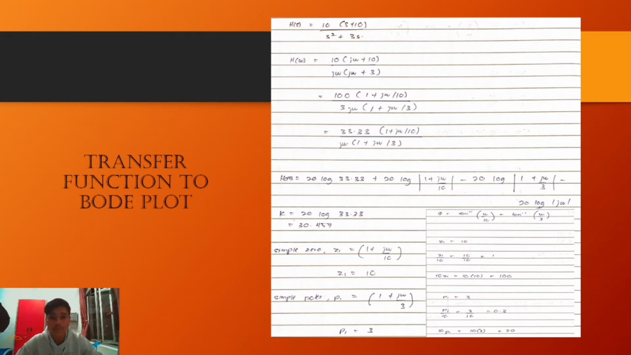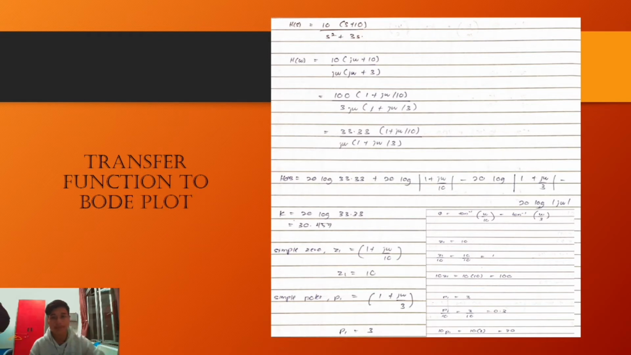So we take 10 times 10, we have 100. The 3 we put outside, so we have 100 over 3, which is 33.33 for the gain K. Then 1 plus j omega over 10 is for the simple zero. j omega at the denominator is for the pole at the origin. 1 plus j omega over 3 is for the simple pole.